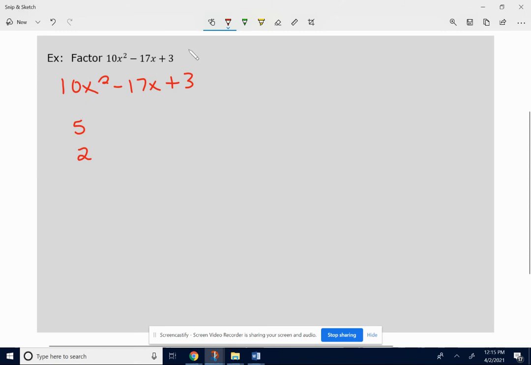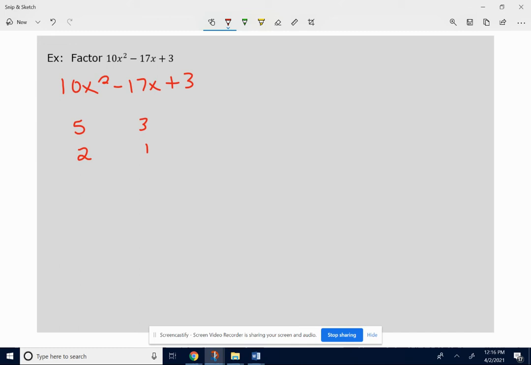Now think about two numbers I could multiply together to give me positive 3. Okay, maybe a positive 3 and a positive 1. I'm going to write those down in another column. That's all I'm going to do for now for the setup. I don't have to write as much.